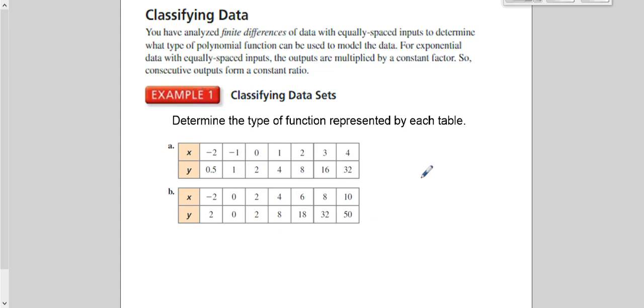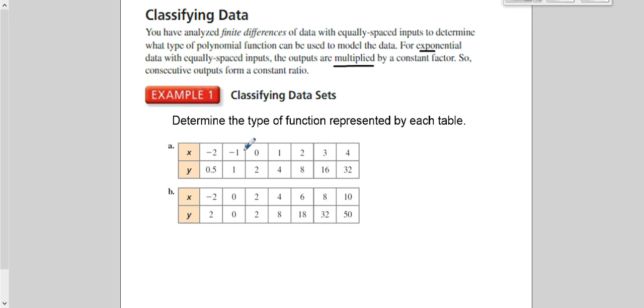Let's first talk about what makes it exponential. Classifying data. You've analyzed finite differences of data with equally spaced inputs to determine what type of polynomial function can be used to model the data. For exponential data with equally spaced inputs, the outputs are multiplied by a constant factor. So consecutive outputs form a constant ratio.